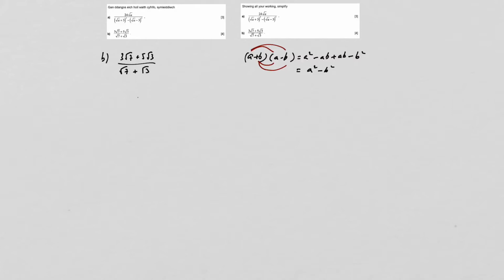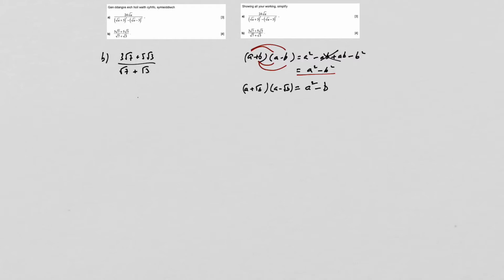And my point here is, if you see a plus b times a minus b, there is no need to write out the middle two terms. Just go straight for this. And similarly, if, as you sometimes do in these surd questions, we have a plus root b times a minus root b, then we can straight away write that as a squared, take away root b squared, which is just b. Root b times root b is b.